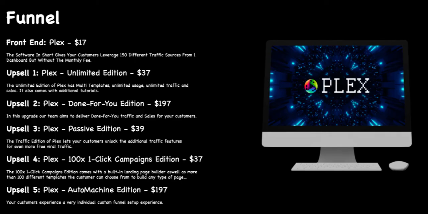So here's the funnel, guys. Front end is Plex, $17. Upsell 1 is Plex Unlimited at $37, which gives you more templates. Upsell 2 is Plex Done For You Edition at $197. They give you done for you traffic.